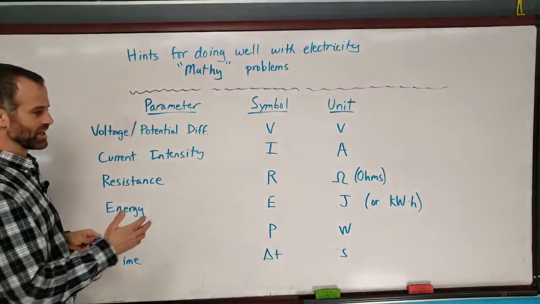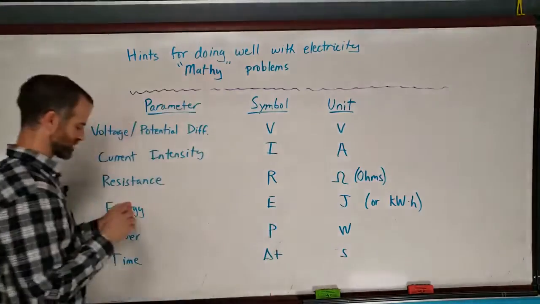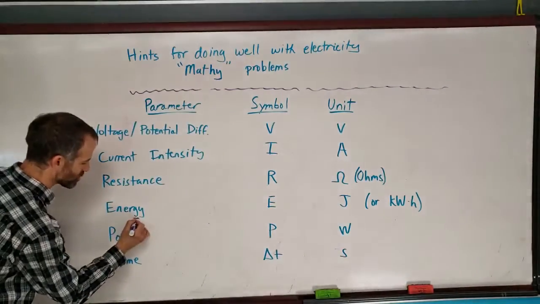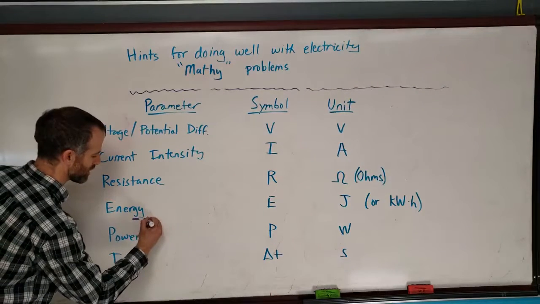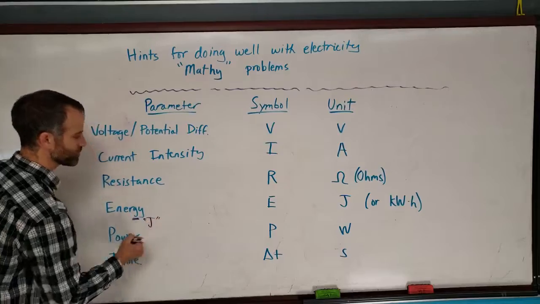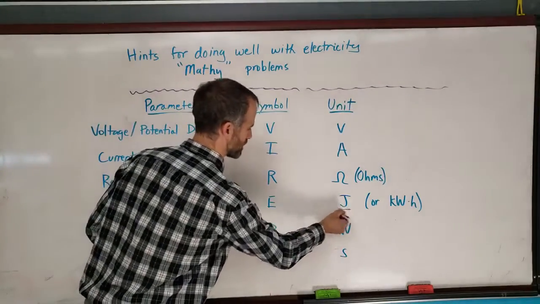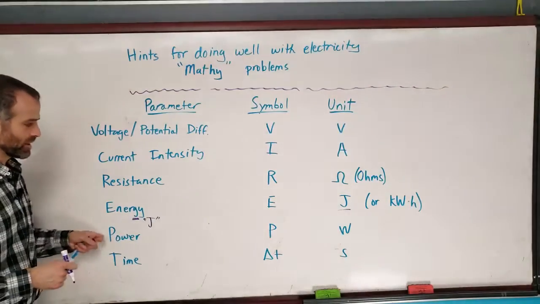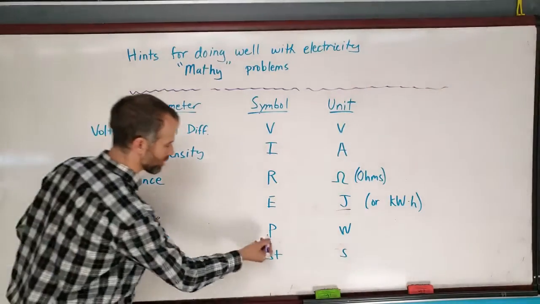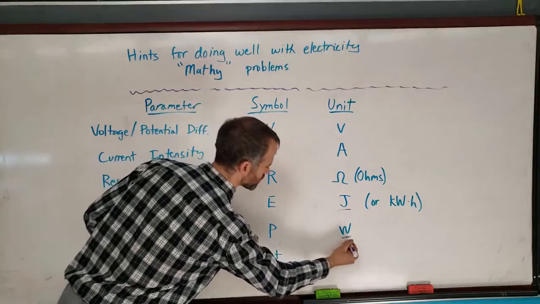Energy, symbol is E, and the unit is joules. The way I remember that is that energy, G, has that J sound, right? And so I remember that the unit is joules. And power, the unit for power, well, the symbol's P, the unit is W.